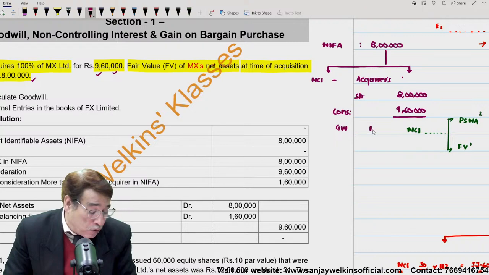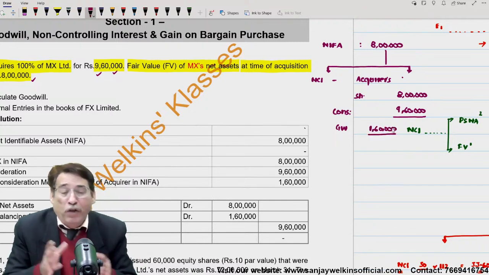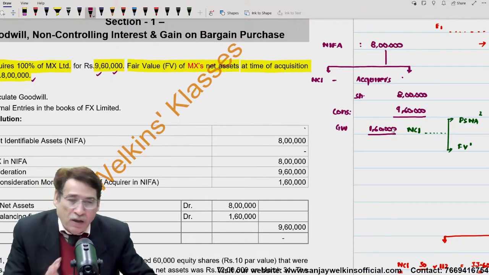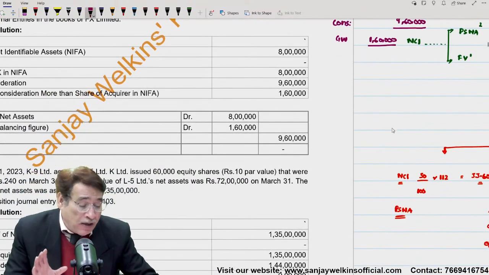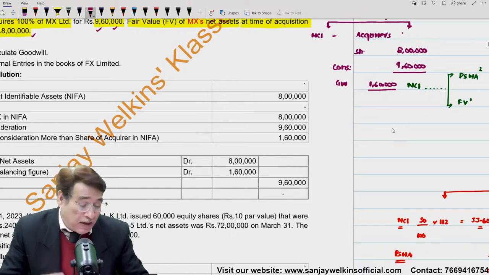So goodwill is equal to how much? That is equal to 1,60,000. In this case, the amount of goodwill will be equal to 160. Very simple. Is it clear to you? The question has also asked us to pass an entry.